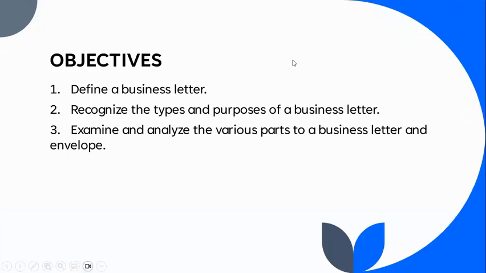So these are the objectives for today. Our objectives are to define a business letter, to recognize the types and purposes of a business letter, and to examine and analyze the various parts of a business letter and envelope. Take that down for me, please. Take down those three objectives. Those are our three objectives for today.